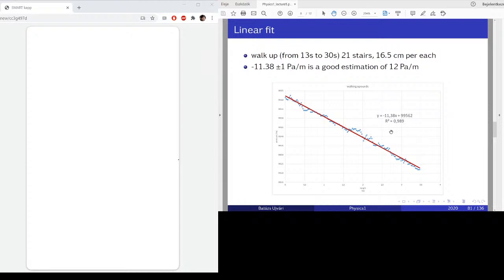If I fit a line, I did it in Excel, I can have the gradient of the straight line. What this gradient says: if I move 1 unit on the x-axis, the y changes by minus 11.4. What does it mean? It means the pressure changes minus 11.4 in every meter. What was the question?